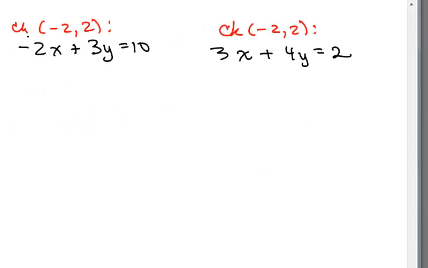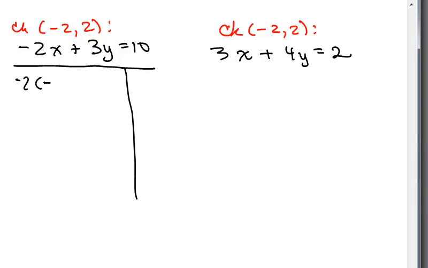All right, so we're going to make sure that negative 2, 2 is a solution of the first equation. So here's the first equation. We're going to plug in negative 2 for x and positive 2 for y and simplify the left-hand side. 4 plus 6 is 10. Right-hand side is already simplified, so yes, negative 2, 2 is a solution to that equation.